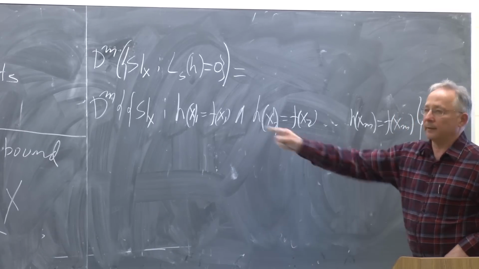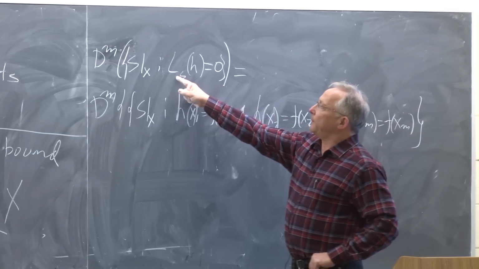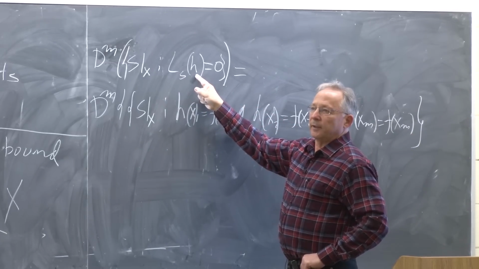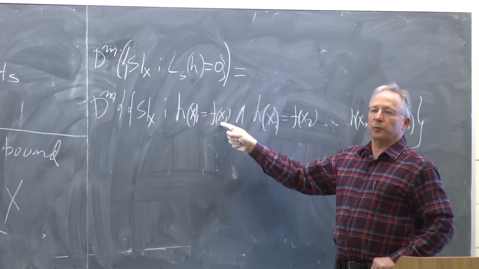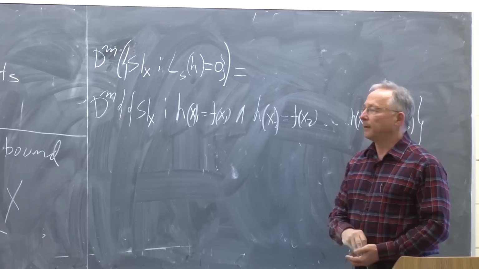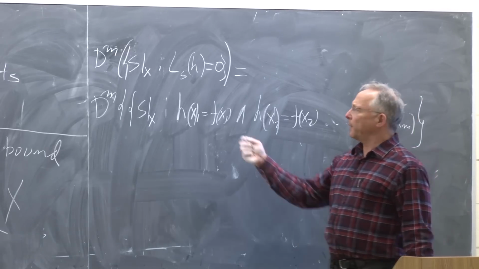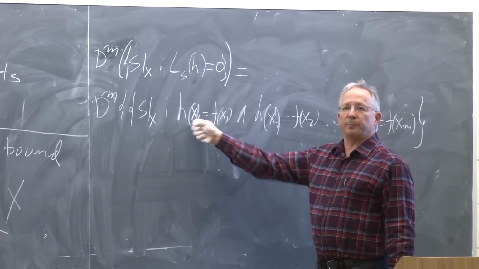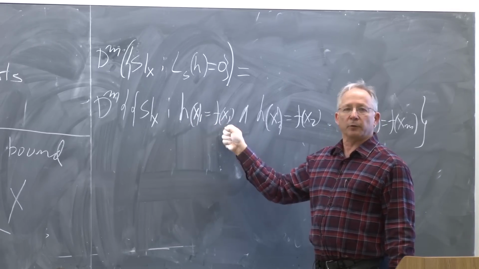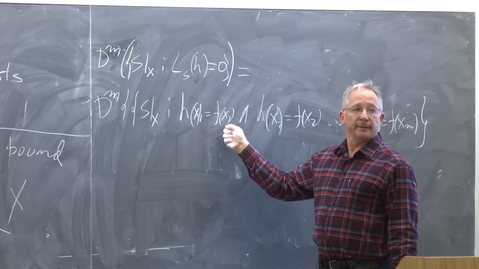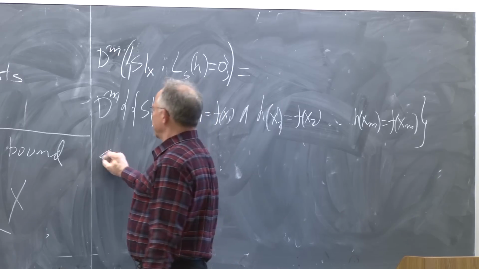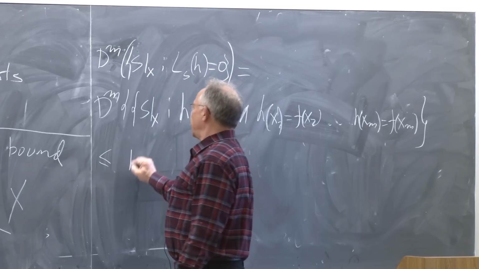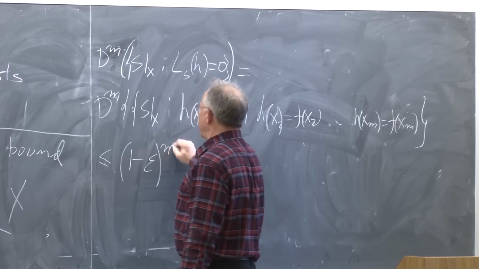So what am I saying here? I'm saying I will make zero error on H if for each element of my sample H coincides with the true labeling. But what is the probability that I'll pick a point on which this happens? What is the probability that I'll pick a point on which H and F agree? This probability is at most (1 - epsilon)^m.